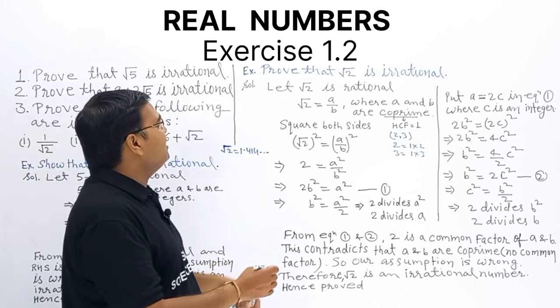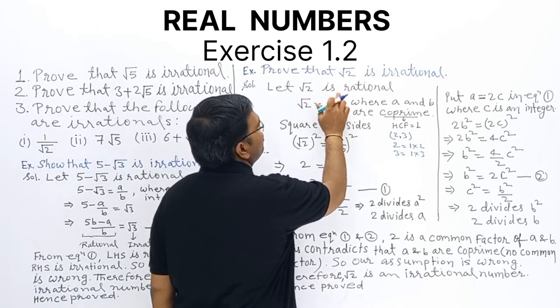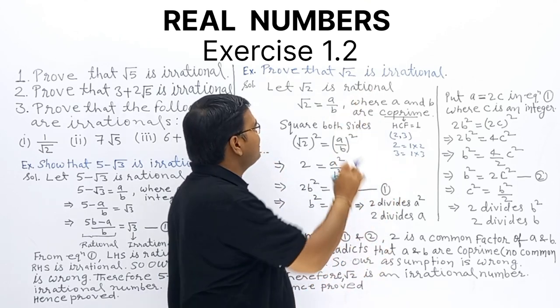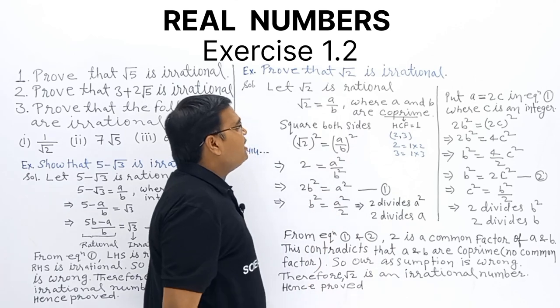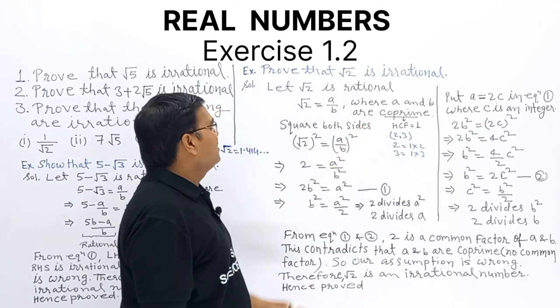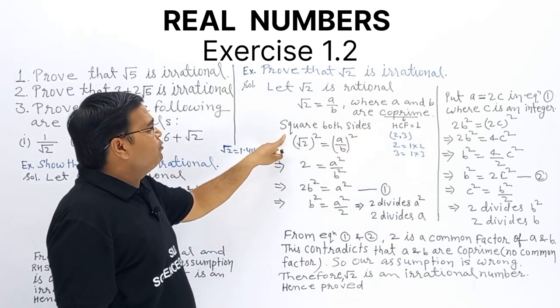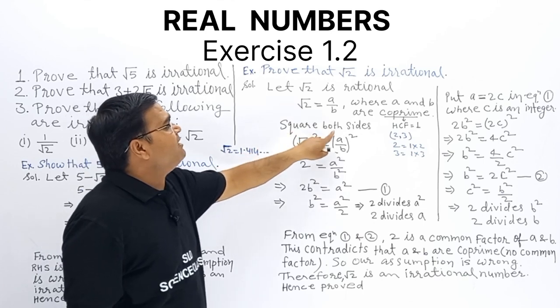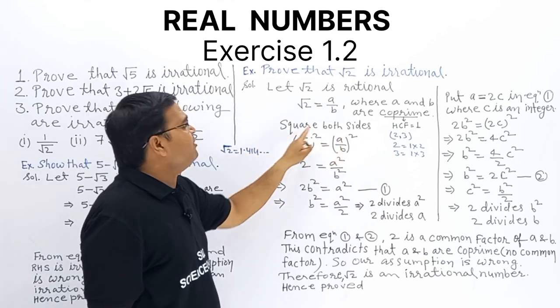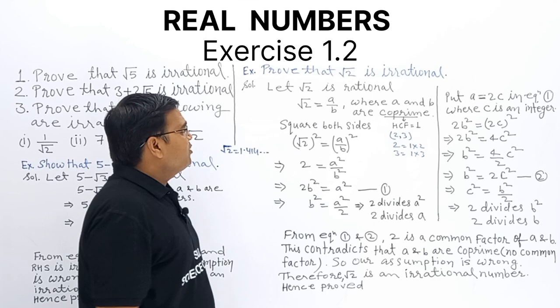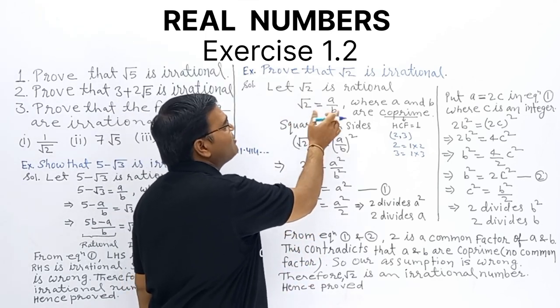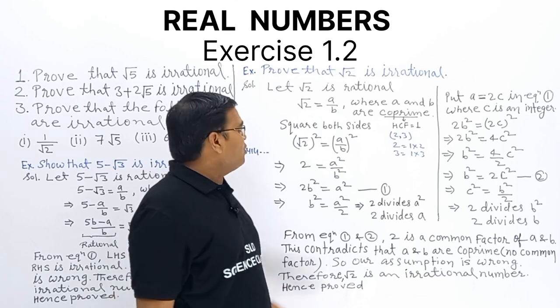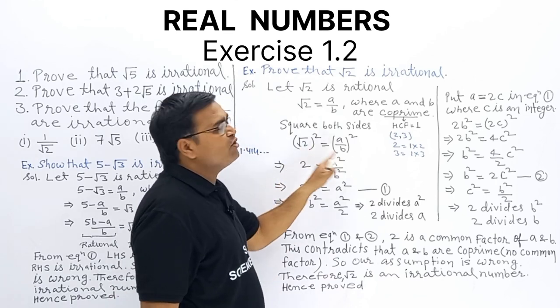So what are we doing? Let root 2 be irrational. We are assuming first. So this root 2 can be written as A upon B, where A and B are coprime. In the next line, what are we doing? Squaring both sides. This is the equation, on the left side and right side we will square both sides. So once we square, we get this.